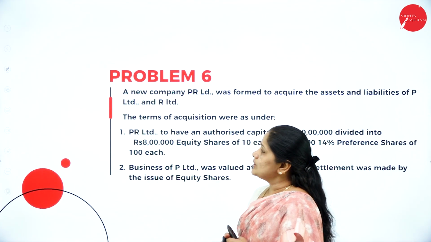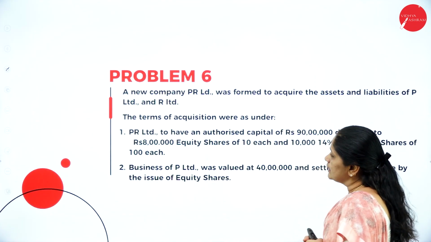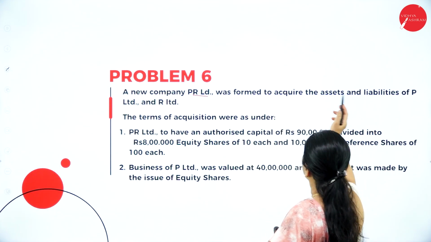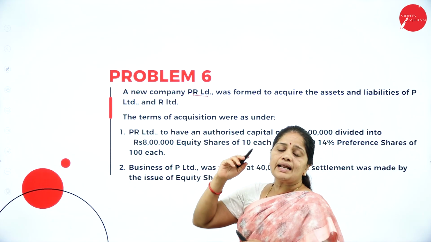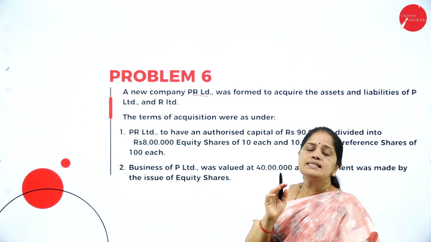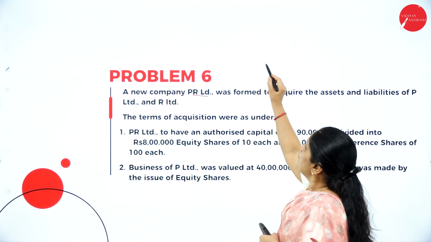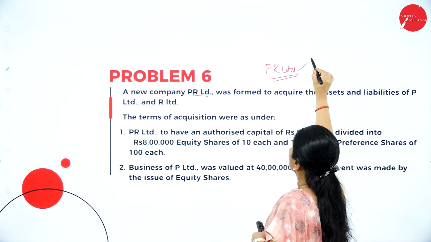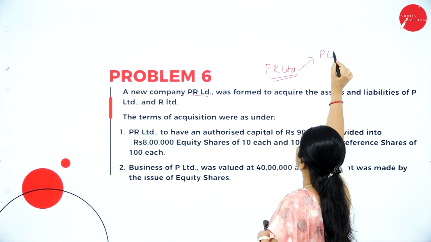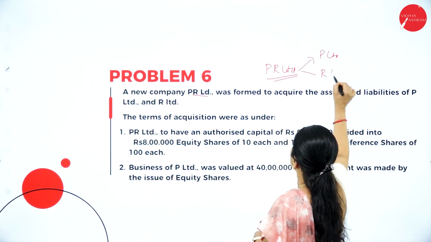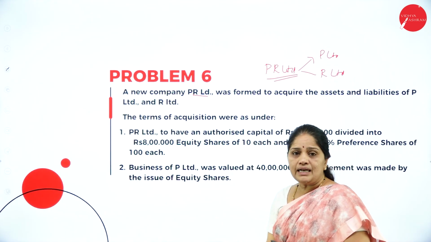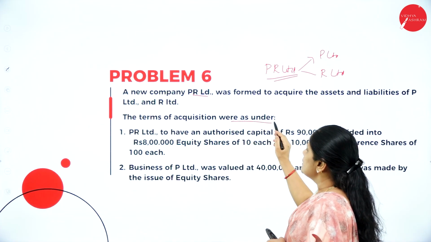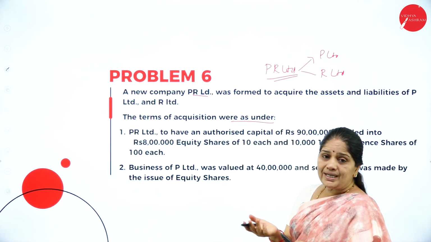Let us see the additional information here. A new company, PR Limited, was formed to acquire the assets and liabilities of P Limited and R Limited. Now, there is a new company called PR Limited, and it is buying both P Limited and R Limited. It is purchasing P Limited and R Limited. Now, the terms of acquisition were as under. So, how is it purchasing?